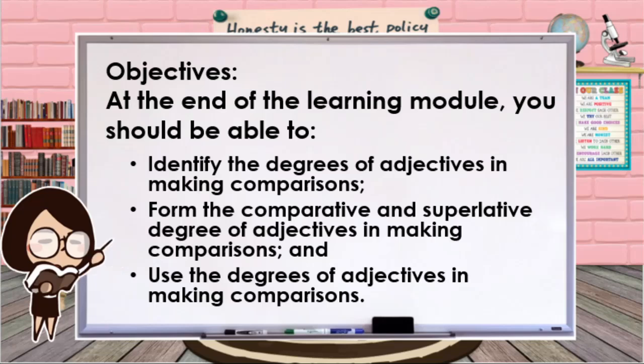Here are our lesson objectives for this week. At the end of the learning module, you should be able to: Number 1, identify the degrees of adjectives in making comparisons. Number 2, form the comparative and superlative degree of adjectives in making comparisons. And lastly, use the degrees of adjectives in making comparisons.